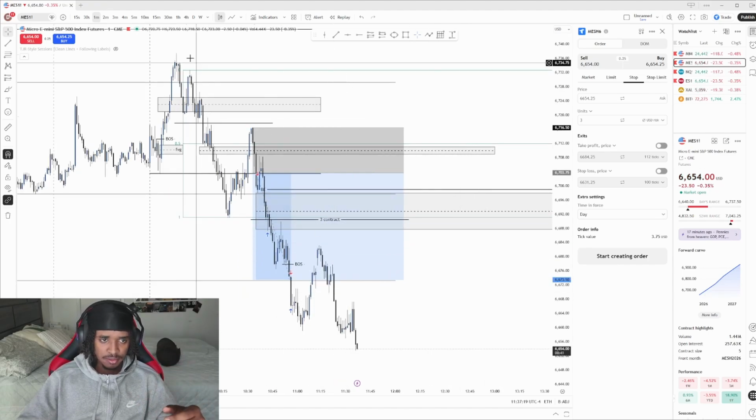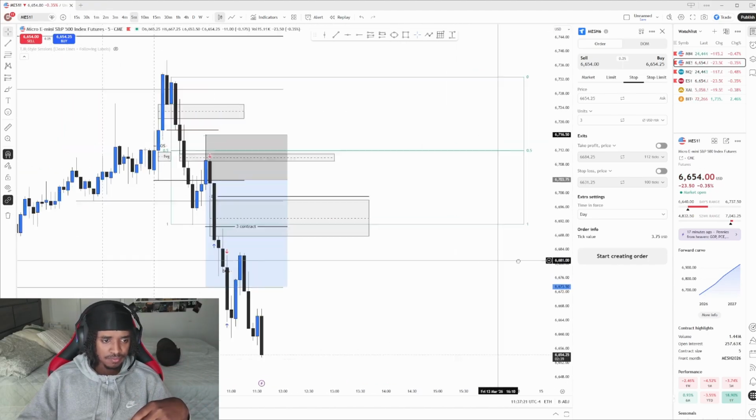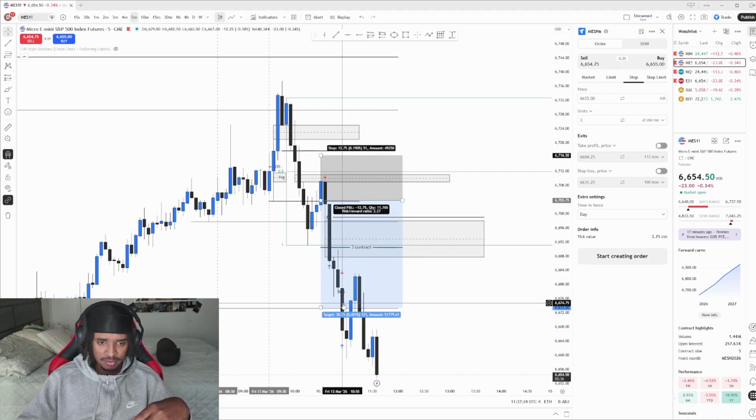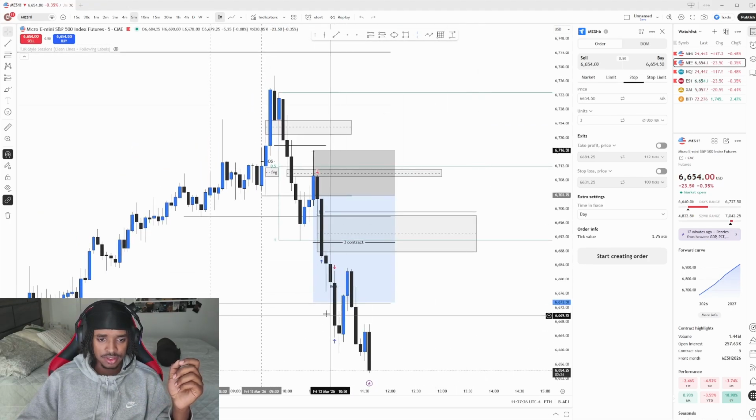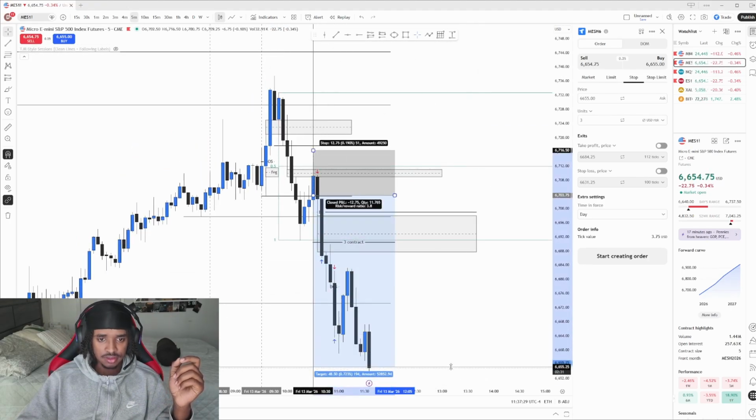But yeah, it ended up going back to this fair value gap. It came to this fair value gap and respected it. I was like, okay, good. This is a good trade. But look at this. This is nuts.